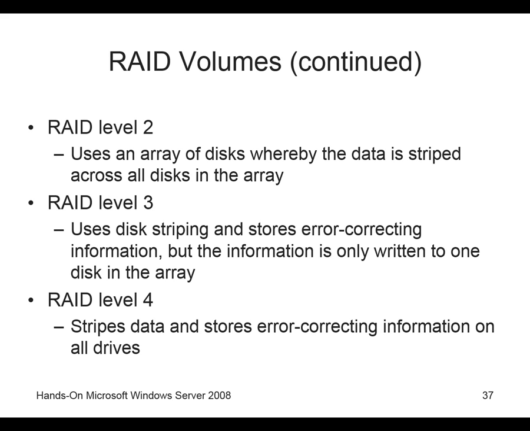RAID 2. Then you have RAID striped across all disks. RAID 3, it has striping, but with error correction. They were starting to get a little bit better. RAID 4, it stripes the data and stores the error information on each drive.